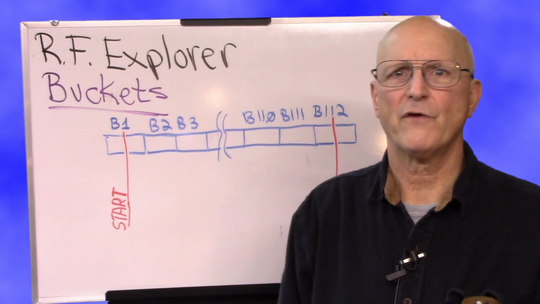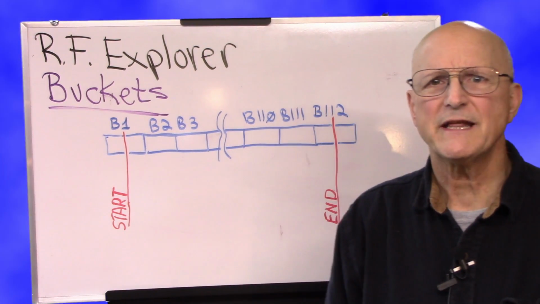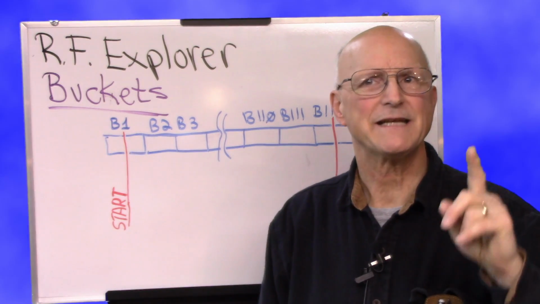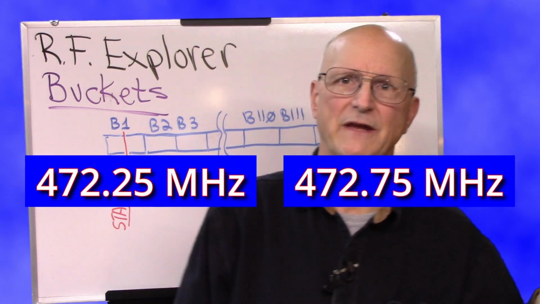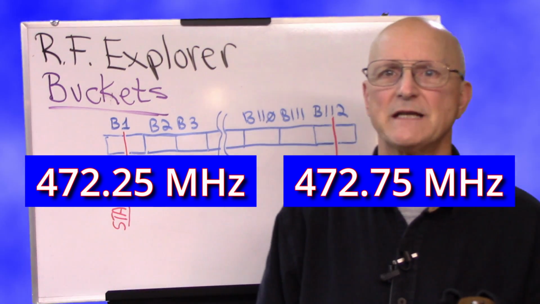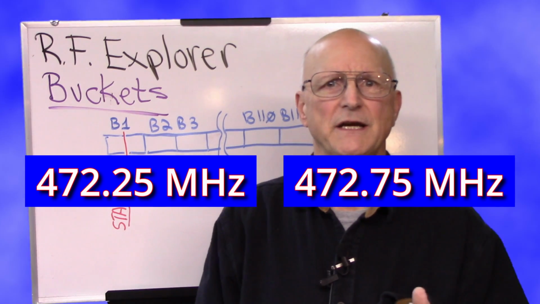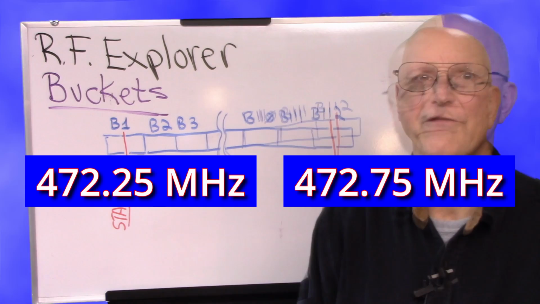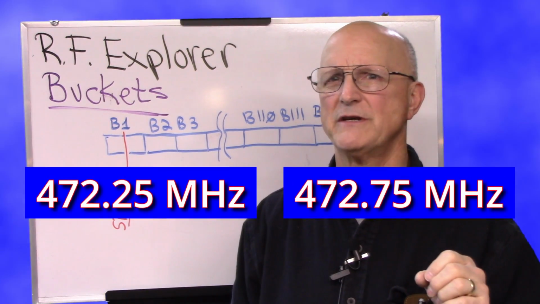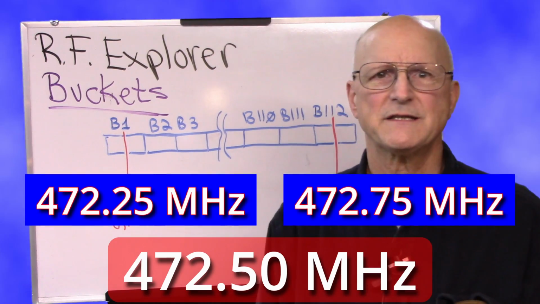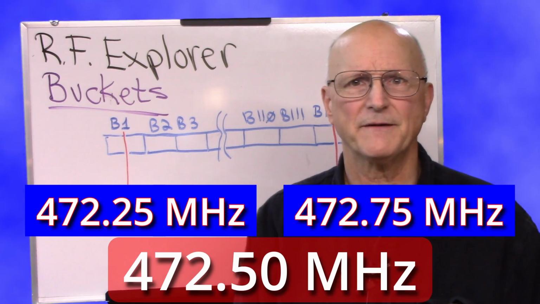Now, what about the frequency that is reported by the RF Explorer? The frequency that is reported for each bucket is the center frequency of the bucket. If the frequency of the lower extent of a given bucket is 472.25 megahertz, and the upper edge is 472.75 megahertz, then the data placed in that bucket is reported to have a frequency of 472.5 megahertz, because this is the center of this bucket.